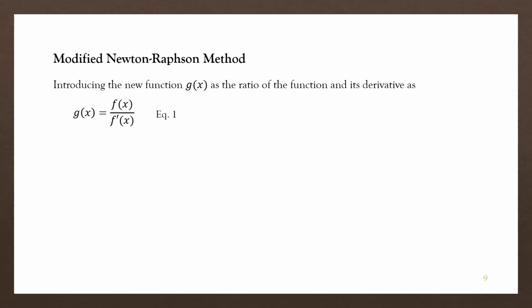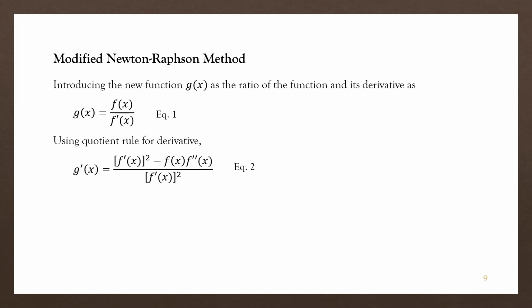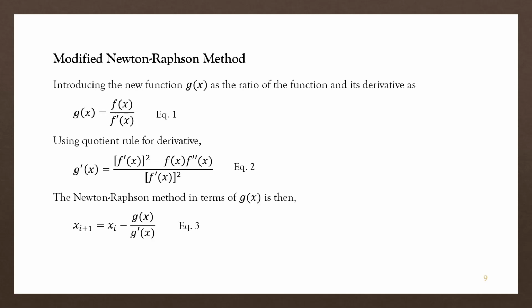So let us introduce the new function as g(x). g(x) is actually the ratio of the function and its derivative. So g(x) is equal to f(x) divided by f prime(x). And then we differentiate the function g(x) using the quotient rule. So we will have the one in equation 2. And then we apply the original Newton-Raphson method to the function g(x) and the derivative g prime(x). So we will have x_{i+1} equal to x_i minus g(x_i) divided by g prime(x_i), as shown in equation 3.